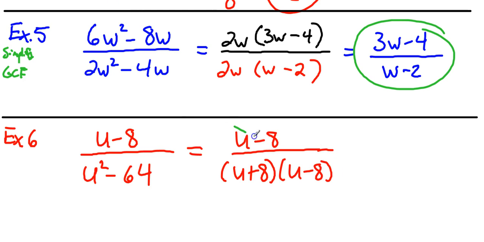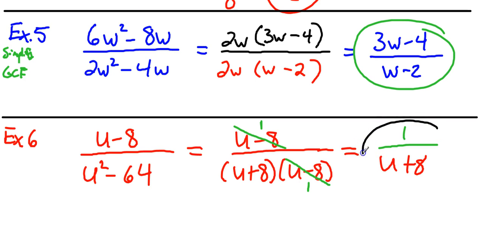And you can cancel this U minus 8 and this U minus 8. And again, the one thing to be careful of on this one is you do have a U plus 8 left, and sometimes people just put, oh, there's U plus 8, and it's good to go. But remember, when you cancel, you basically have to put a 1 there as a placeholder, so there is a 1 on top. So it has to be 1 over U plus 8. If you just put U plus 8, it's going to count wrong. So make sure you put that 1 over, because, again, that's in the denominator. It has to be in the denominator when you put that answer there.